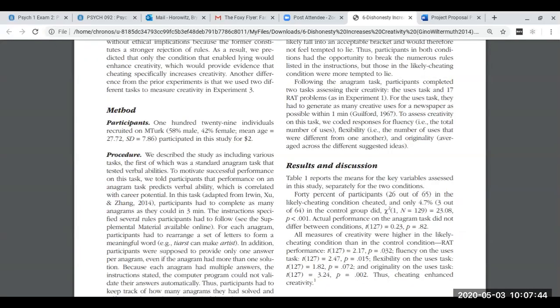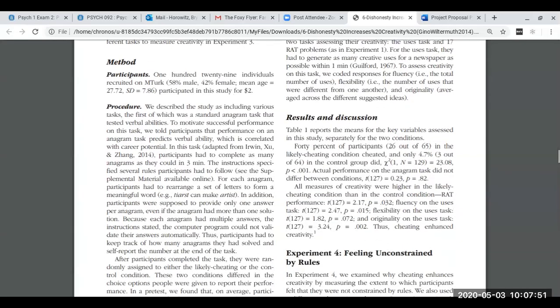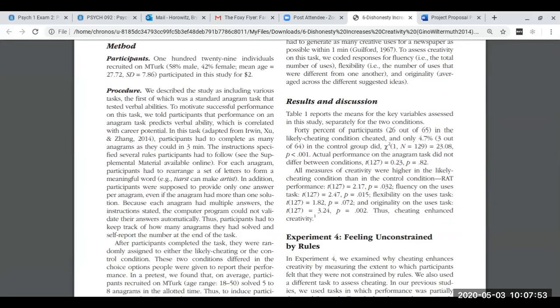129 individuals were recruited on Amazon MTurk and participated in the study for $2. Procedure. We described the study as including various tasks, the first of which was a standard anagram task that tested verbal abilities, so unscramble the letters. To motivate successful performance on this task, we told participants that performance on an anagram task predicts verbal ability, which is correlated with career potential. In this task, participants had to complete as many anagrams as they could in 3 minutes.